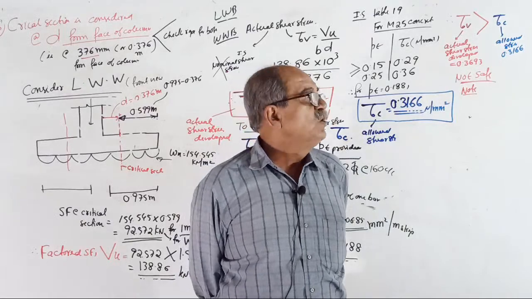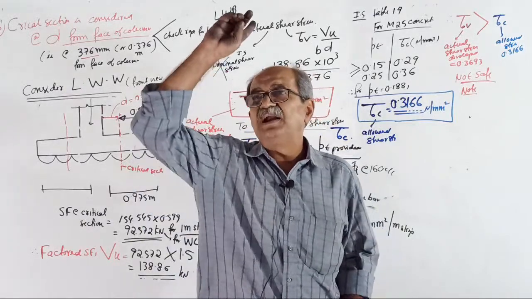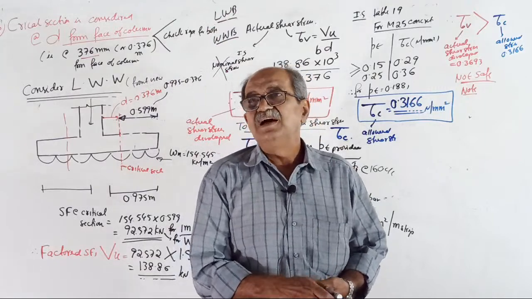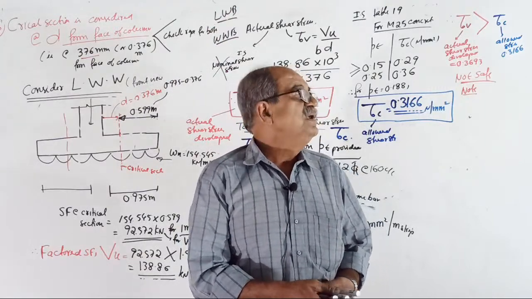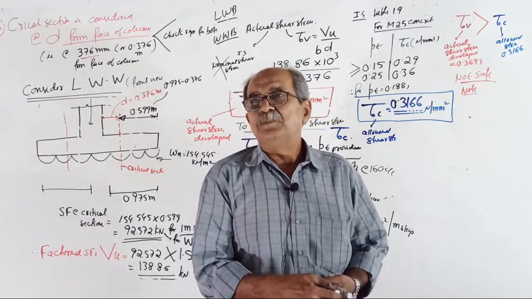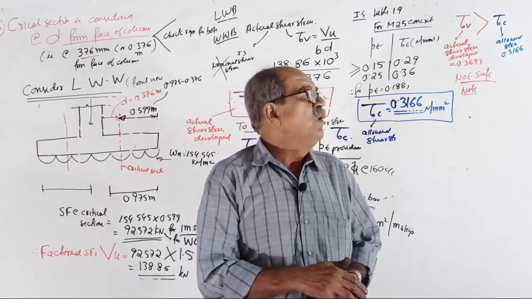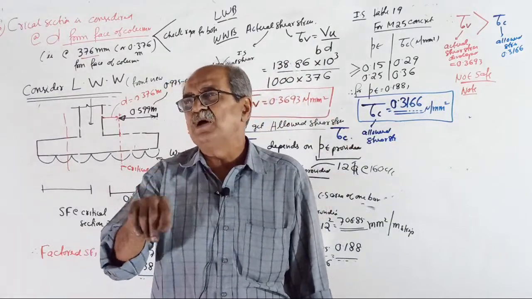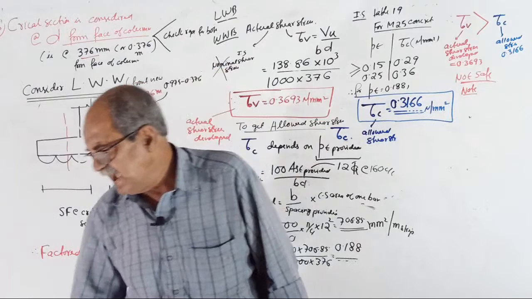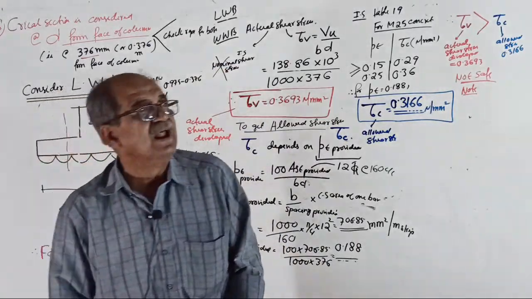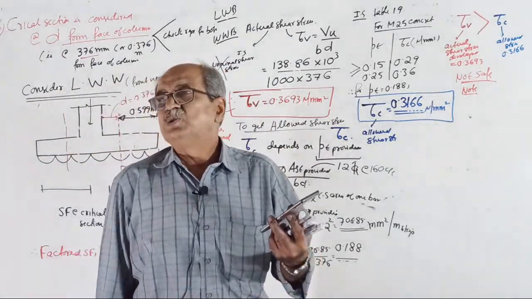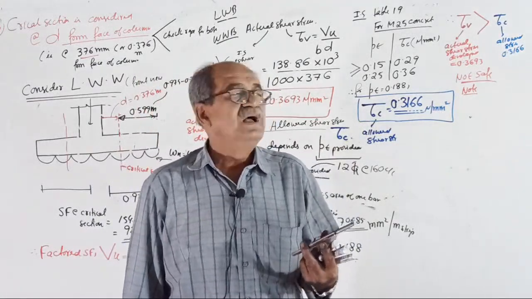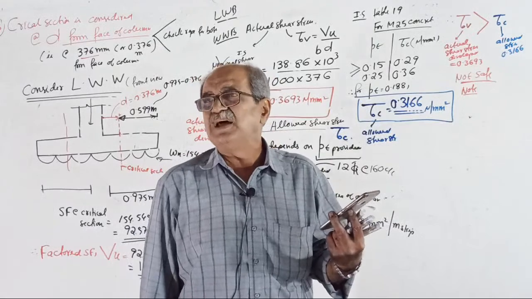Because I told you when you get the depth earlier, we increased by 75%. But practically, once they get D for bending, they will not increase by 75%. Tell me, I told you earlier, when they got around 300, I increased by 75%, around 280 came.